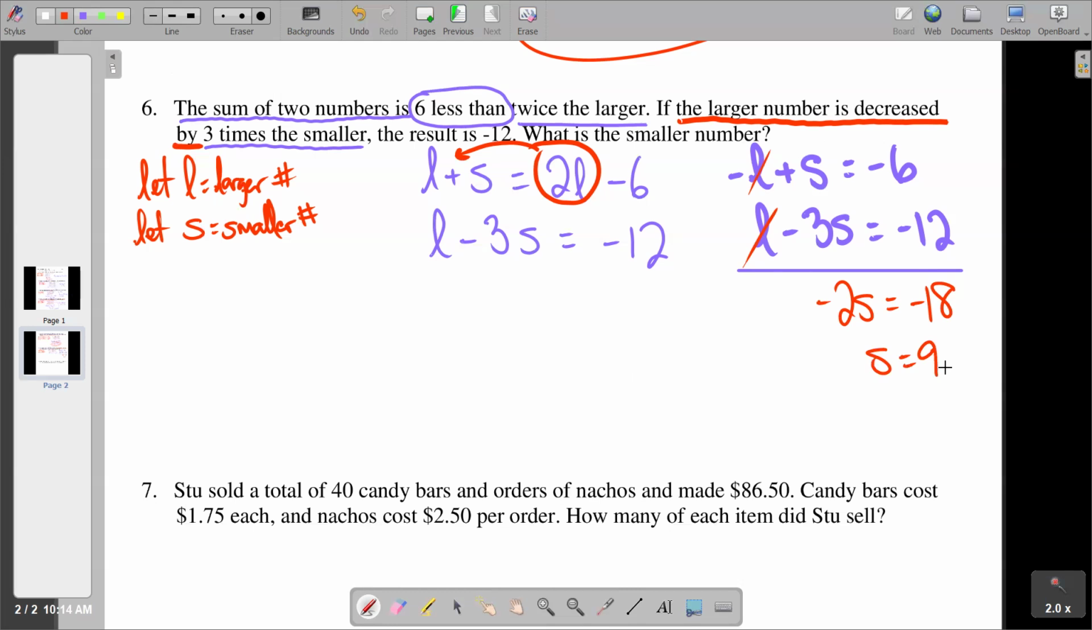And notice what the question says. It says, what is the smaller number? By my math, I believe that means that we're done, correct? So I could stop at this point. I don't have to do any more math. Just say the smaller number is 9, and I'm out.